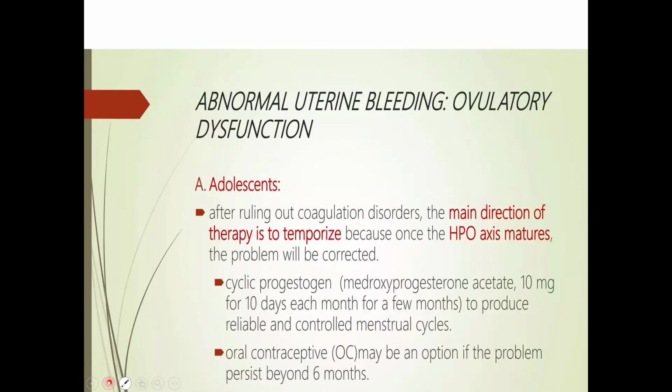Abnormal uterine bleeding. A. Adolescence. After ruling out coagulation disorder, the main direction of therapy is to temporize because once the HPO axis matures, the problem will be corrected. And cyclic progesterone: medroxyprogesterone acetate 10 mg for 10 days each month for a few months to produce reliable and controlled menstrual cycles. Oral contraceptive pills may be an option if the problem persists beyond 6 months.